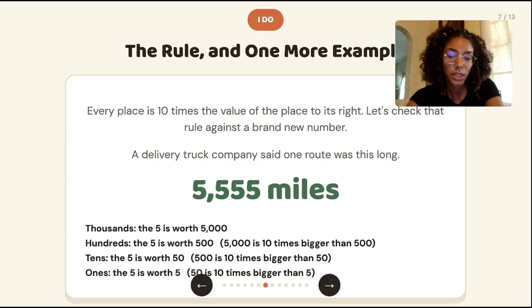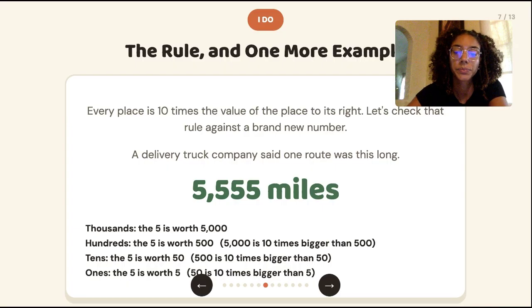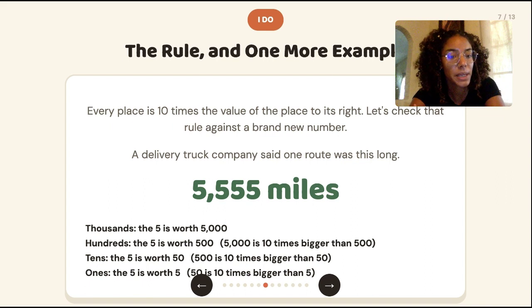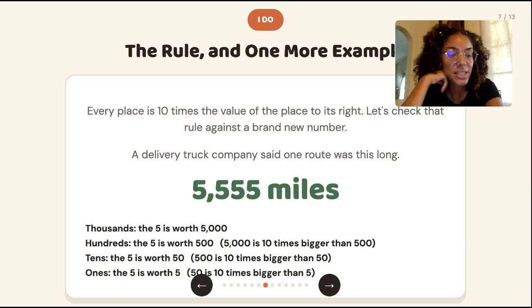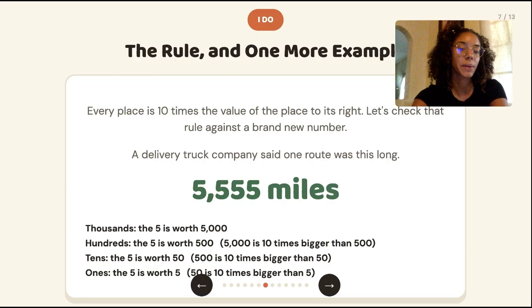A delivery truck company said one of their routes was 5,555 miles long. The 5 in the thousands place is worth 5,000. The 5 in the hundreds is worth 500. The 5 in the tens is worth 50, and the 5 in the ones place is worth 5. 50 is 10 times bigger than 5, 500 is 10 times bigger than 50, and 5,000 is 10 times bigger than 500.